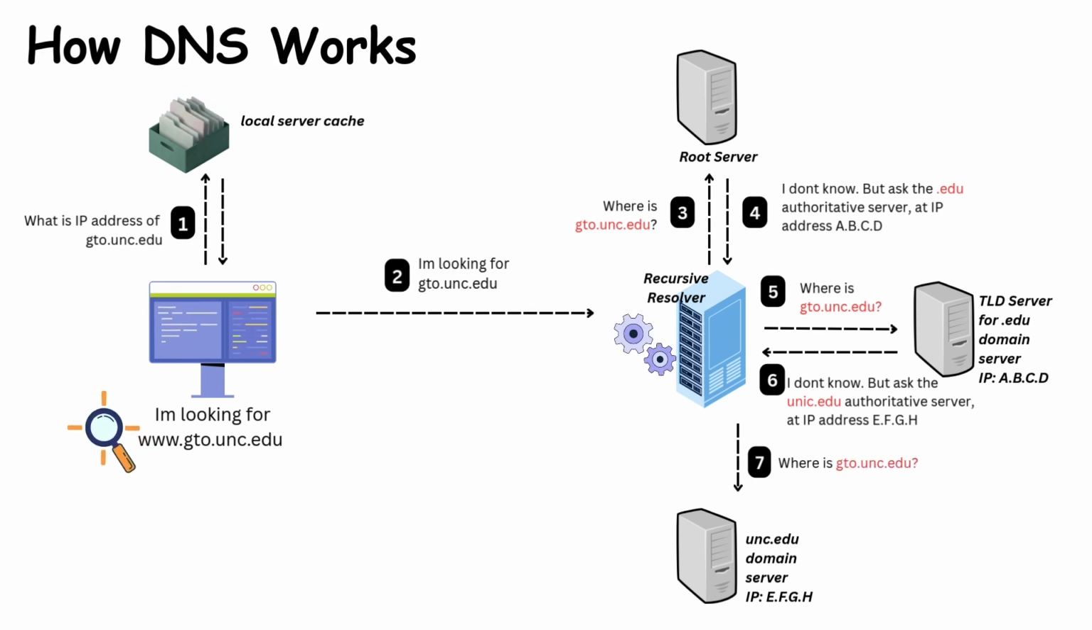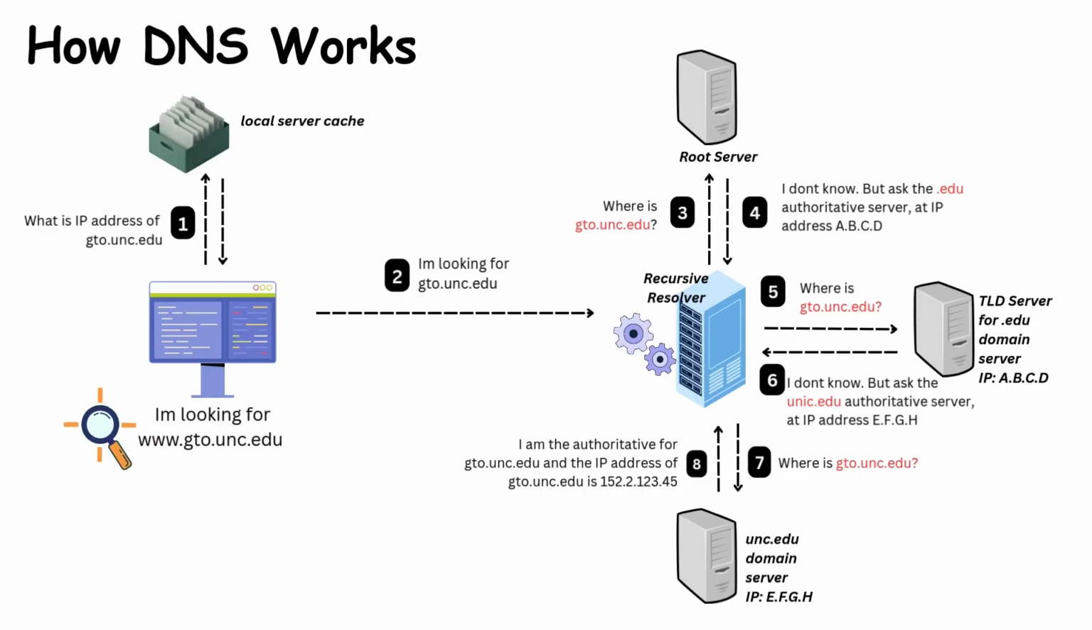This server does know the exact IP address for www.gto.unc.edu. In response, the authoritative server says, "The IP address for www.gto.unc.edu is 152.2.123.45." Now that the recursive resolver has the correct IP address, 152.2.123.45, it sends it back to your computer.